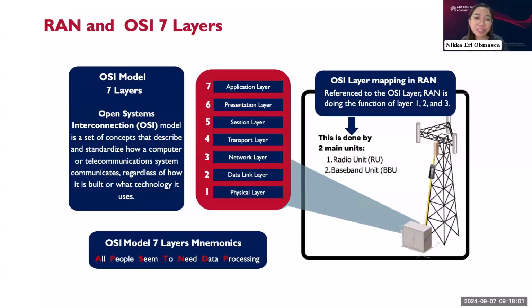So what is the OSI layer mapping in RAN? Our radio RAN operates within 3 layers. So we have the physical, data link, and the network layer. This is done by 2 main units, the RRU and the baseband unit.